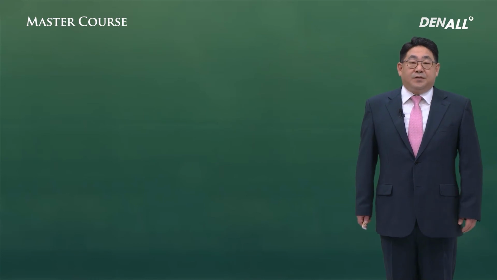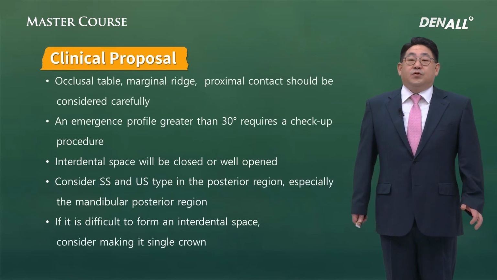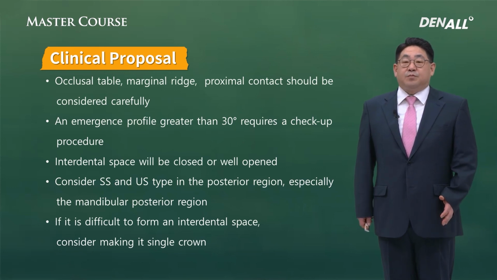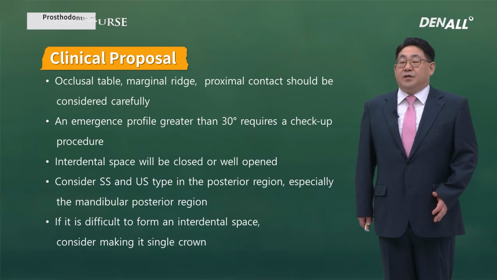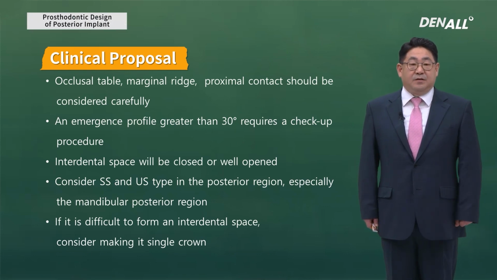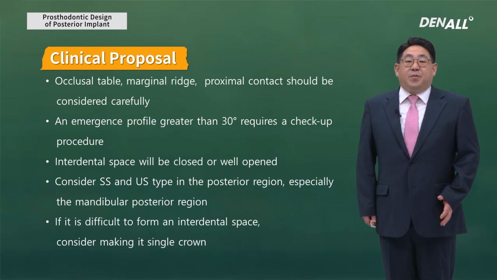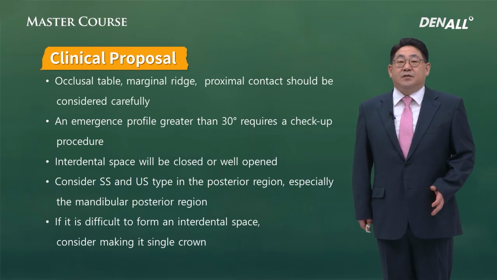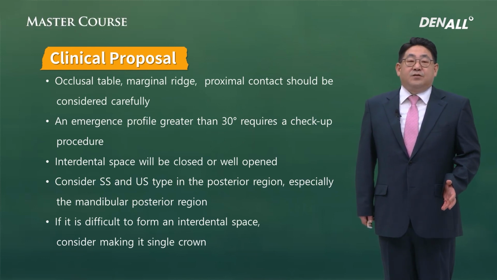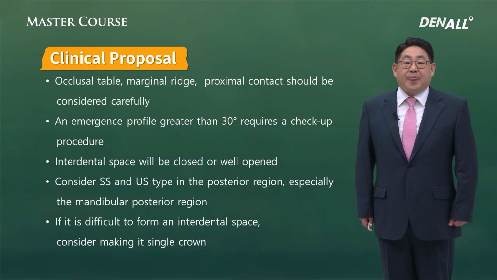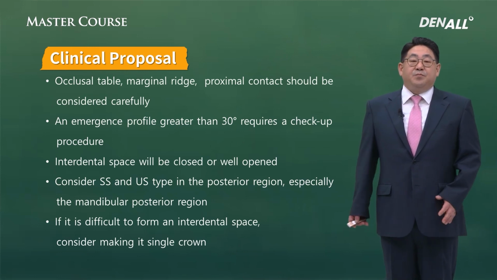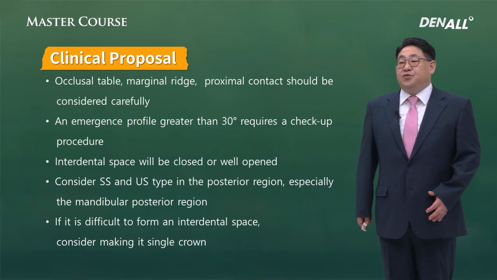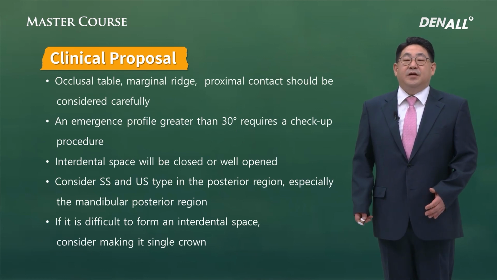Now, I'm going to summarize. In fabricating prosthesis, the occlusal table, marginal ridge form, proximal contact, and position need to be considered. In the case of TS-type implant, even in posterior area, it is not recommended to provide over 30 degrees of emergence angle. And the interdental zone. Food impaction should be prevented ideally, but if this is not possible, we need to make a design where food escape is easy.